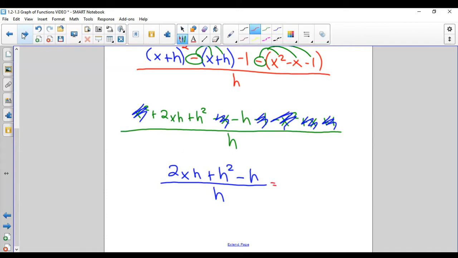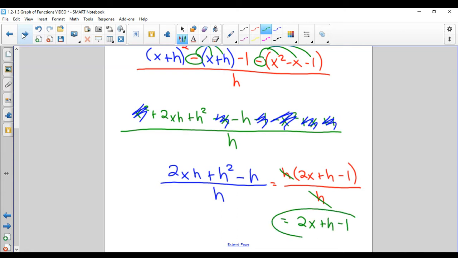Factor out an h up top: 2x plus h minus 1 all over h. And as I mentioned, anything without an h should cancel out. And there's your answer. That represents the slope between any 2 points on the quadratic curve.